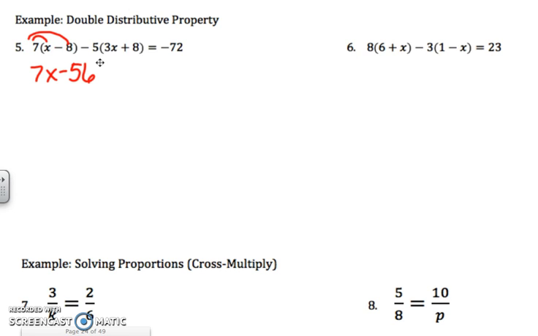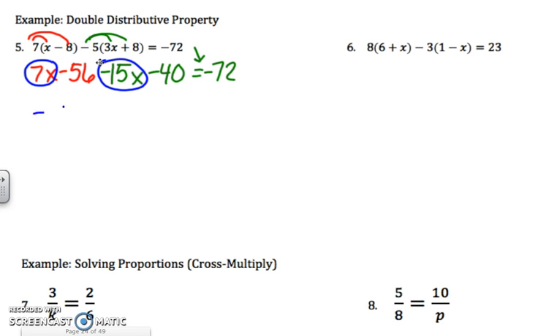Now I'm going to move over to this negative 5. Multiply negative 5 times 3x and get negative 15x. Negative 5 times 8 is a minus 40. And then I'm going to go ahead and bring this down, equals negative 72. Okay, so now I have to combine like terms. I'll do that in blue. I see a 7x and a minus 15x is going to give me a negative 8x. I know a negative 56 and a negative 40 would give me a negative 96, equals negative 72.